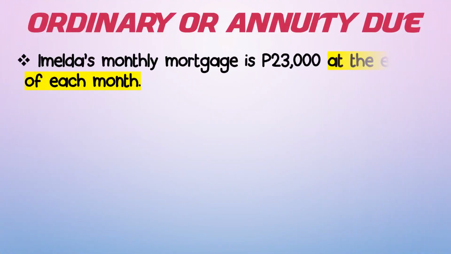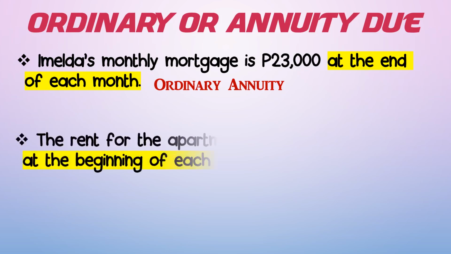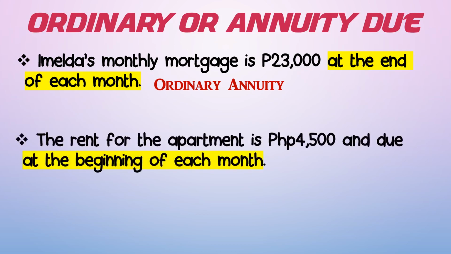Okay, let's have an example. Let us classify the situation here, whether it is an example of ordinary annuity or annuity due. Example, Imelda's monthly mortgage is 23,000 pesos at the end of each month. Since it is at the end, therefore it is an ordinary annuity. Another one, the rent for the apartment is 4,500 pesos, and it is due at the beginning of each month. So you have here at the beginning, so this is an example of annuity due. Okay, I hope that is clear.